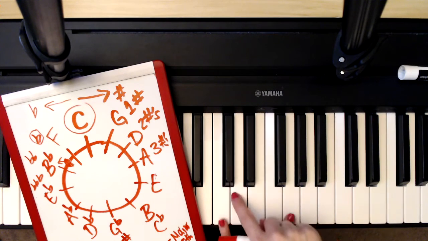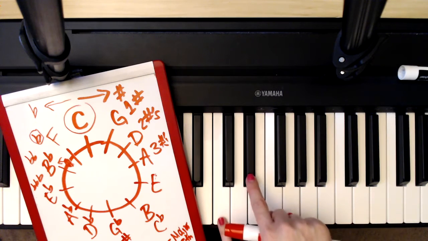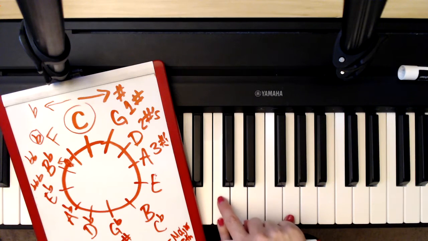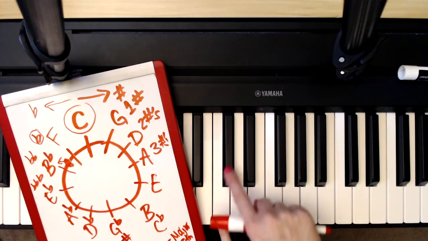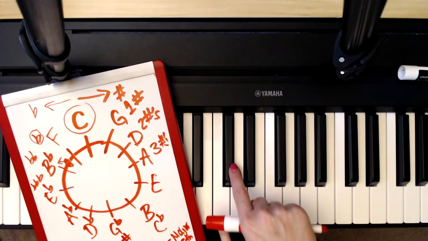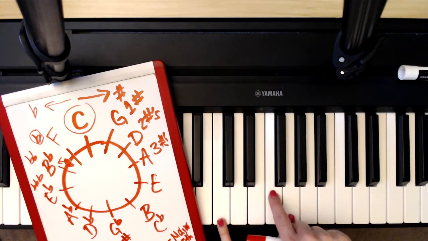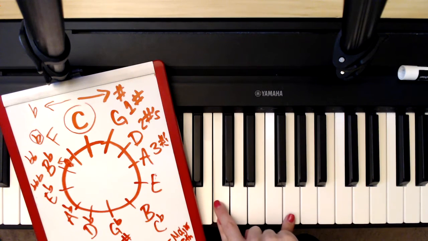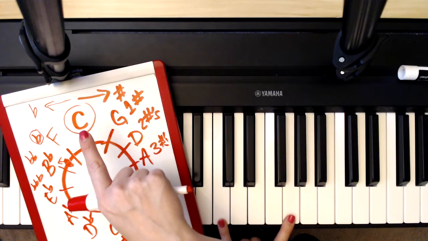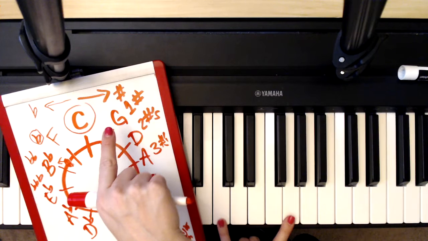So 7 half steps, starting on C, you count 1, 2, 3, 4, 5, 6, 7. Make sure not to count C. It's the motion. So this is a half step, not this plus this. So that's 1, 2, 3, 4, 5, 6, 7. C, G. That is on the circle of fifths. This is why it's called a fifth, because it's your major fifth. 7 half steps.